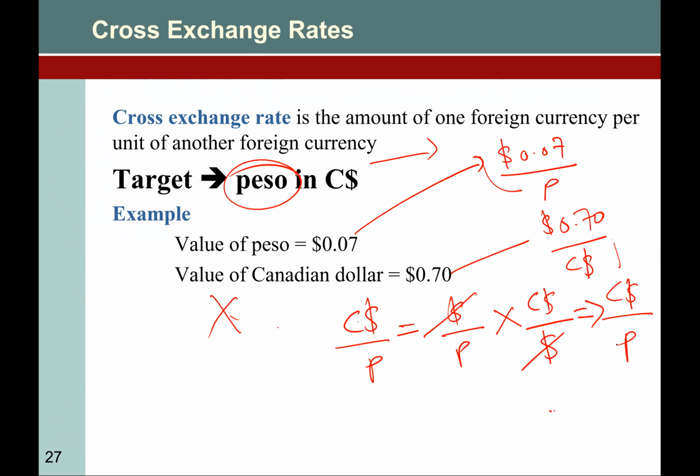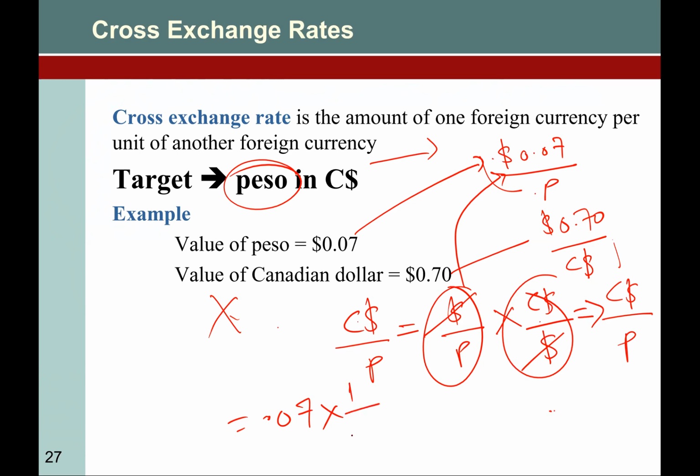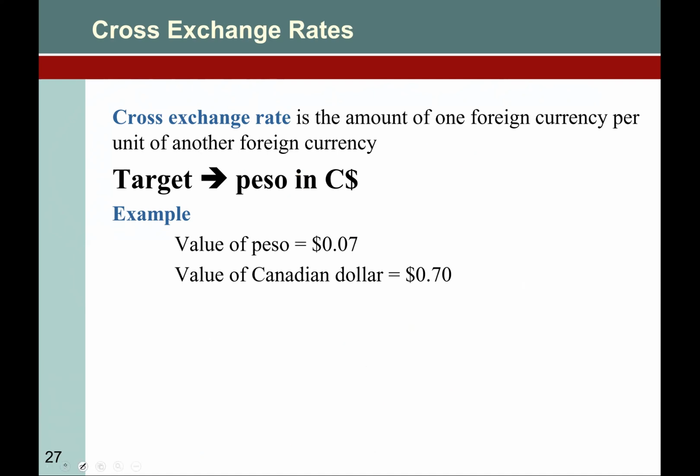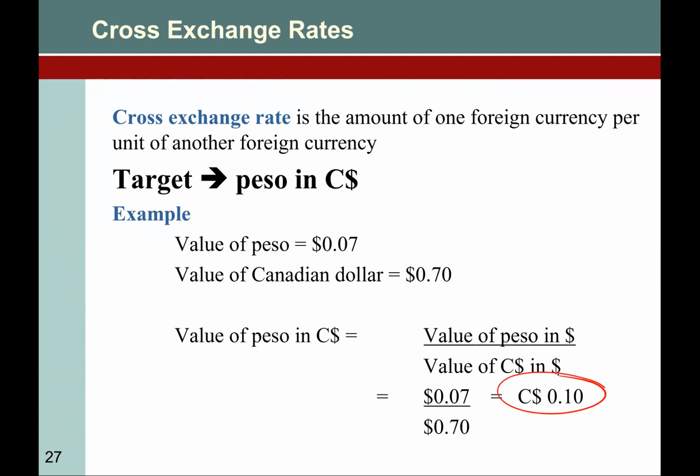By peso. So can we obtain this rate and this rate from above? So this rate is exactly like this, dollar over peso. So we can write it down 0.07 multiplied by, and this Canadian dollar over dollar, it means we have to take the inverse, 1 over 0.7, and then we would have our rate, and the rate is 10 Canadian dollar.